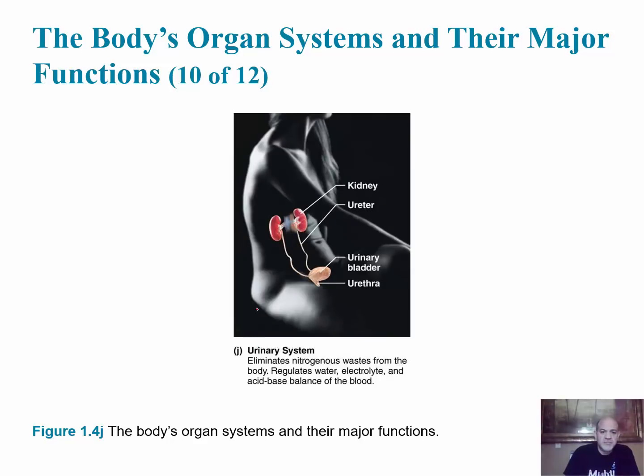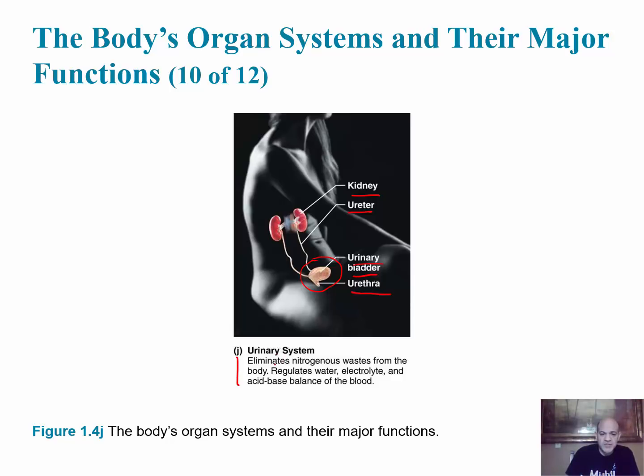Then we have the urinary system, and a major organ of the urinary system is the kidney, where urine is formed. Basically, the kidneys filter waste products out of the blood, which is one of their functions. Once the urine is produced, it travels down the ureters, which are tubes, to your urinary bladder, where the urine is stored until you eliminate it. The urine is eliminated through the urethra.